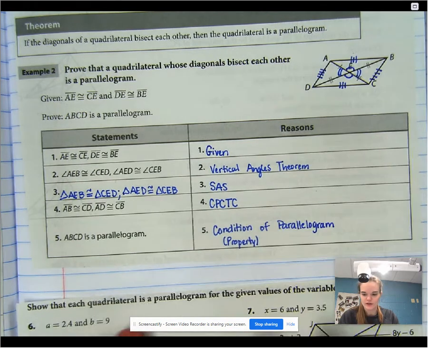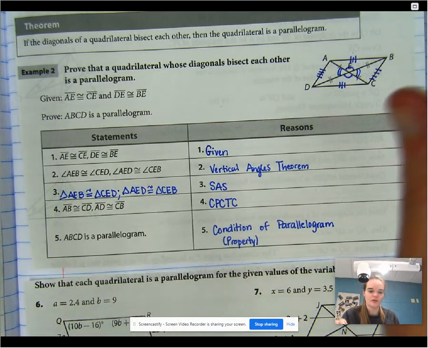And we're going to glue 6 and 7 right underneath this proof because we're going to need as much room as possible.